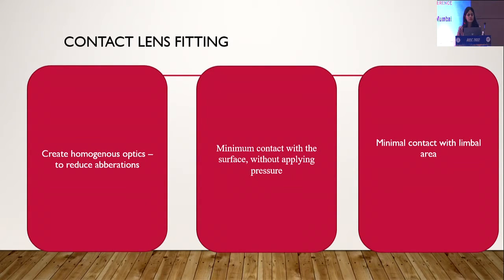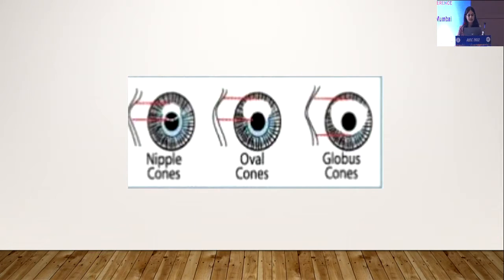Whenever we are fitting a patient of keratoconus with a contact lens, we are creating a homogeneous optic, reducing the aberrations and therefore improving the visual quality. Because there is minimum contact with the surface, there is no pressure, there are less chances of the ectasia progressing or any evidence of scarring that may tend to increase if there's a lot of touch with the cornea. And the minimum contact with limbal area will also mean that there's no conjunctival injection or intolerance to the lens.